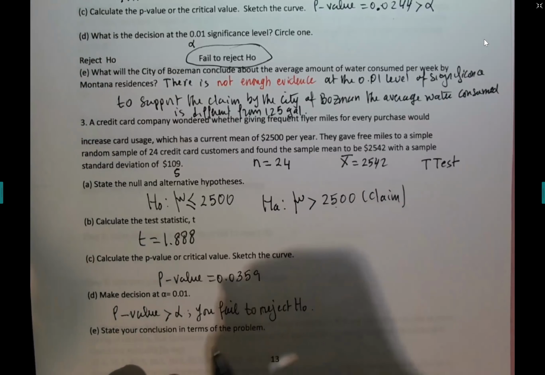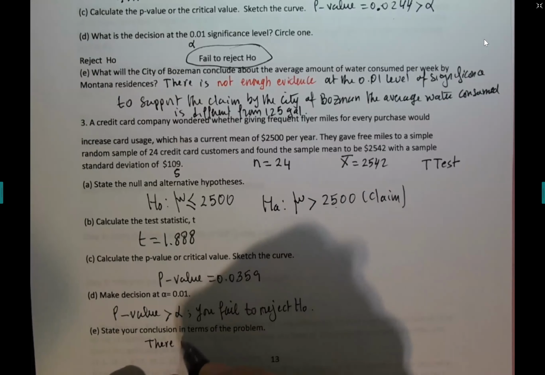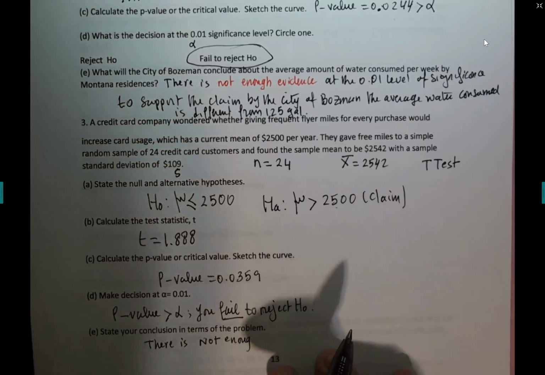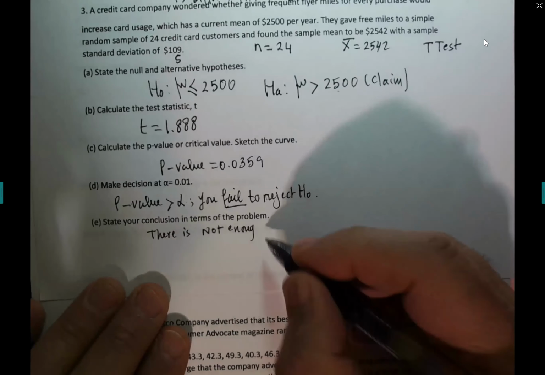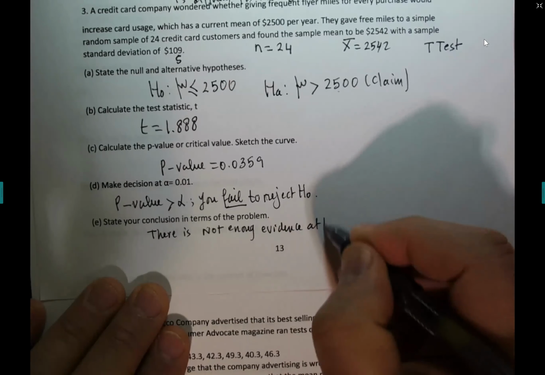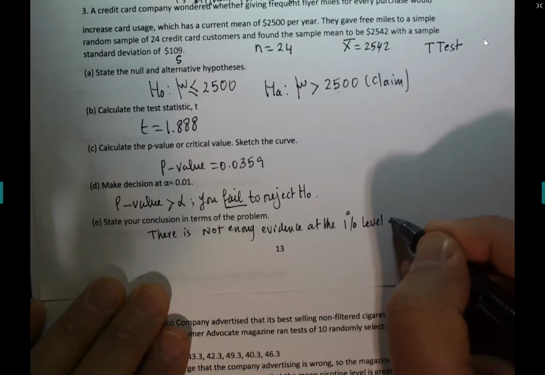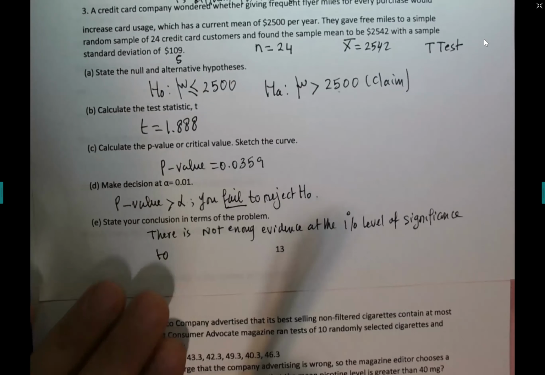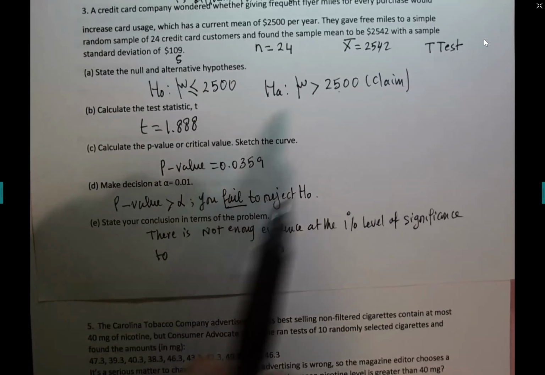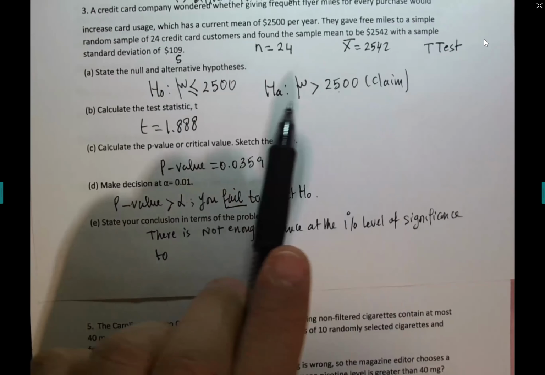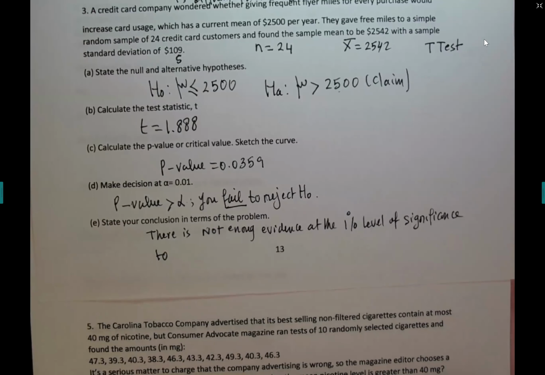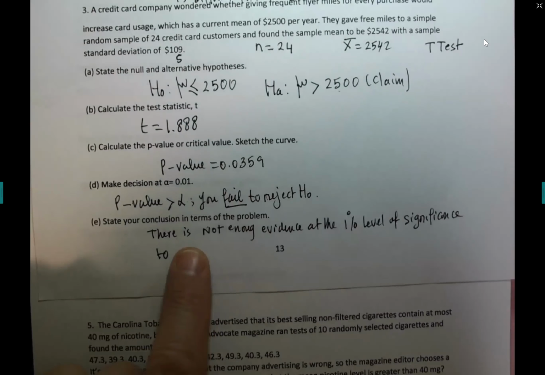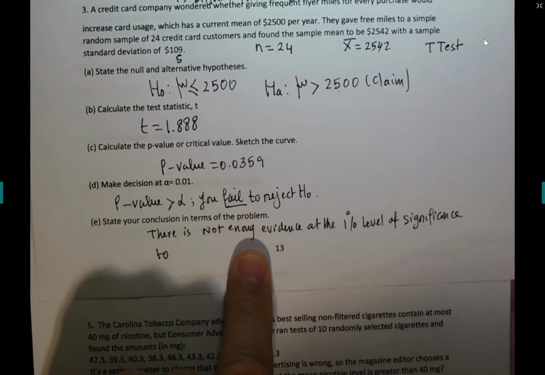And if you fail to reject HO, guys, you start with there is not. Anytime you have a fail, you put there is not enough evidence. There is not enough evidence at the 1% level of significance to, okay, what's the magic word, guys? Support or reject? Where is the claim? In HA. So what word do we use when the claim is in HA? Support. Please don't forget that. That's very, very important. We're not saying that we're supporting, we're saying that there is not enough evidence to support. So you have to use the word support.